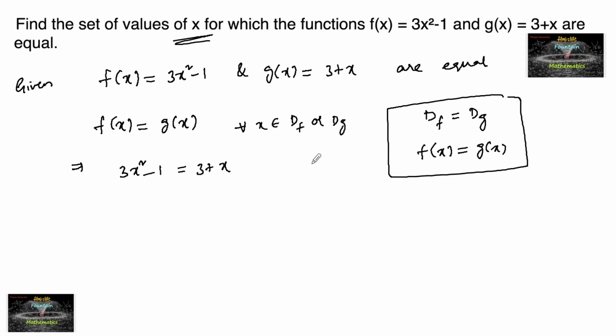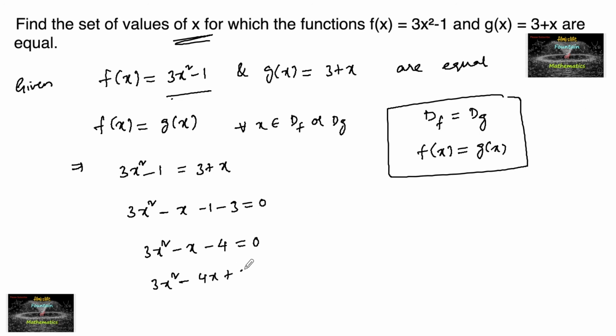Since it is given f of x is equal to 3x square minus 1 and g of x is equal to 3 plus x, we can also write this as 3x square minus x minus 1 minus 3 is equal to 0, or 3x square minus x minus 4 equals 0. On factorization, we can write 3x square minus 4x, there is a minus, so we can write minus 4x plus 3x minus 4 equals 0.